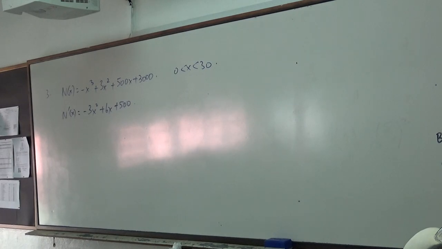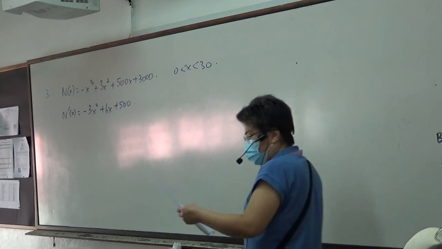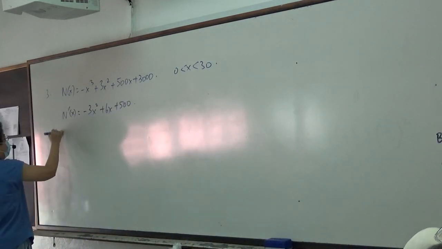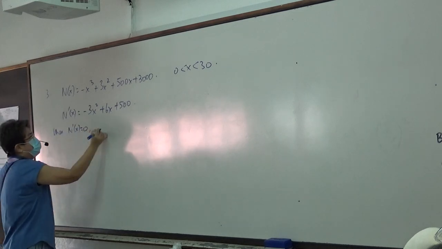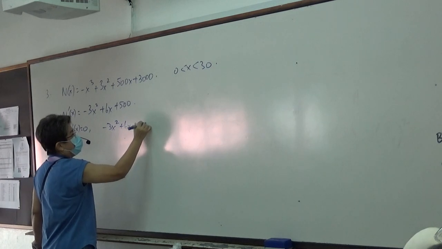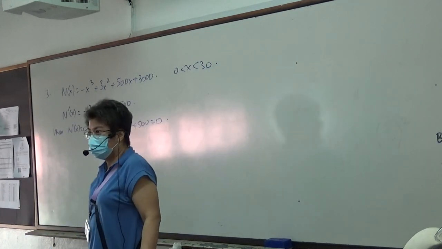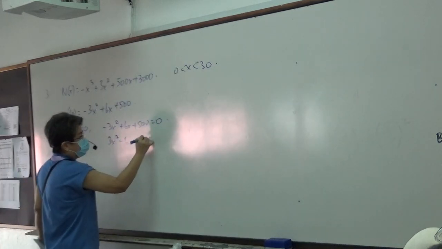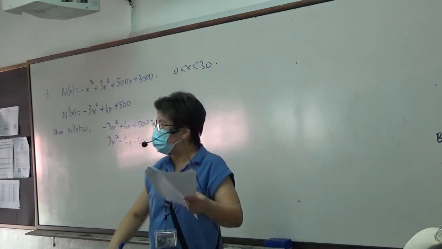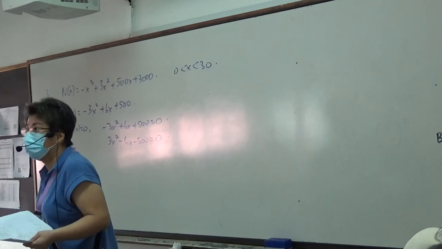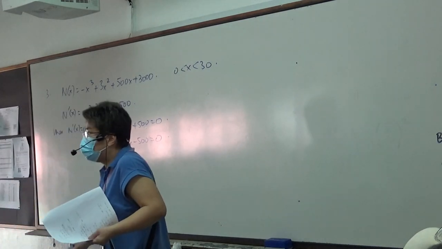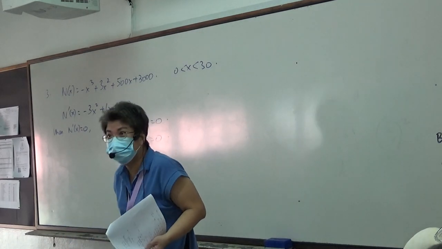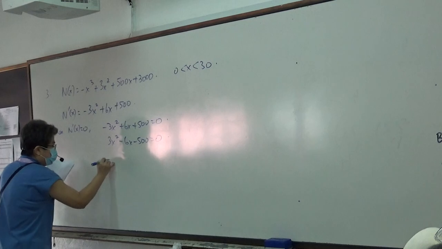They say, at what temperature does the number of bacteria reach its peak. When N prime x equals 0, I will have, am I right? Now I don't like this number, I times negative one. Then people will think, oh, I just use cross method. Cannot be factorized. So if cannot be factorized, how? Use formula. x equals minus b.